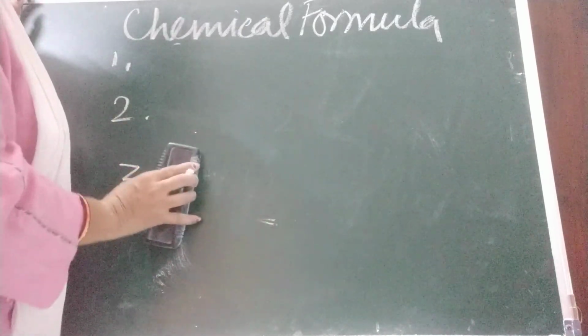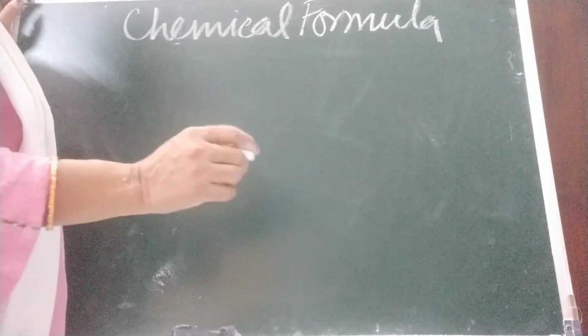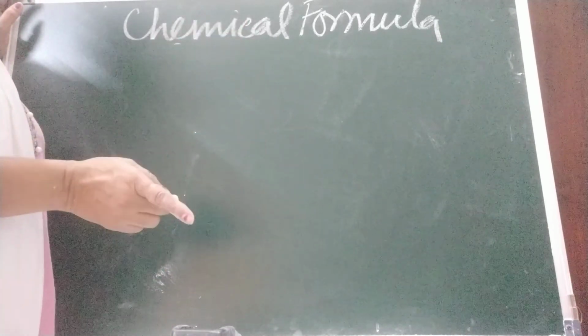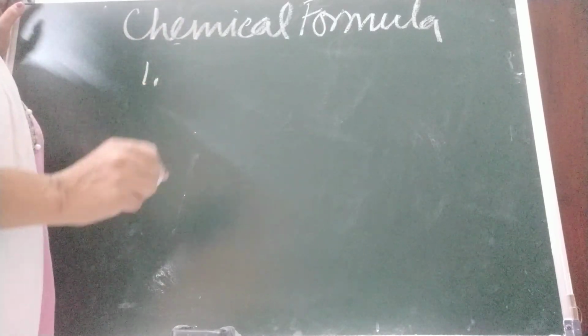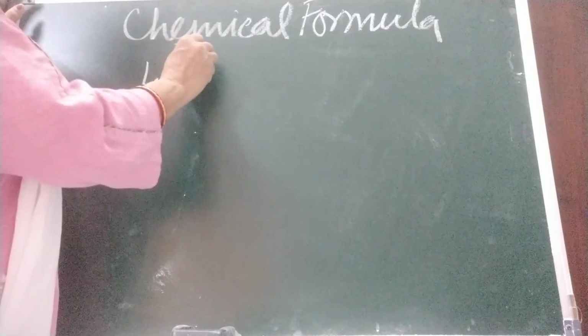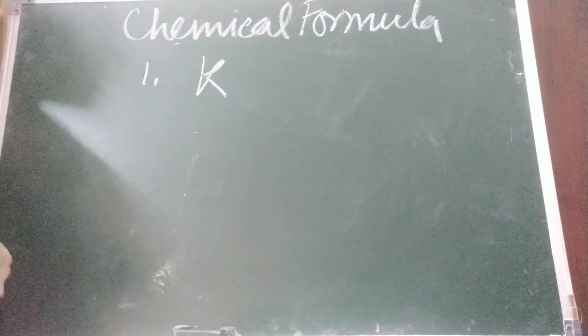Potassium chloride. Children, first you learn the table of symbols. What is the first step? What are the constituents? Potassium. This is K. Why K? The name of the chemical starts with P, but we are writing K here because we get the symbol from its Latin name, Kalium.